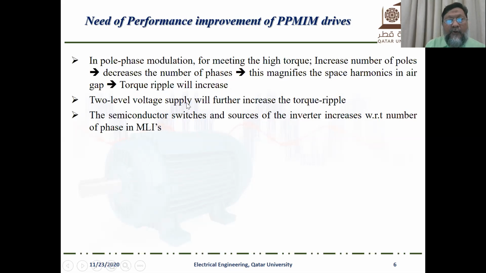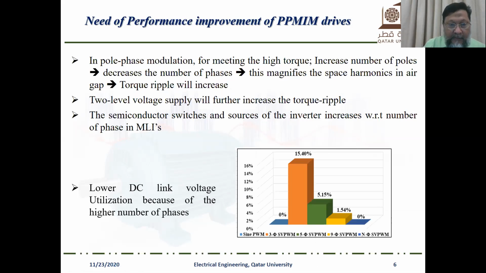Then due to the two-level voltage source supply, there is a further increase in the torque ripple, and the semiconductor switches and sources of the inverter increase with respect to the number of phases in the multi-level inverter. Considering the converter side, due to space vector modulation, it is well known that if we use three-phase space vector modulation, it enhances the DC bus utilization by 15.4% compared to the normal carrier-based scheme. And for a five-phase machine and five-phase space vector modulation, it increases the DC bus utilization by 5.15%.